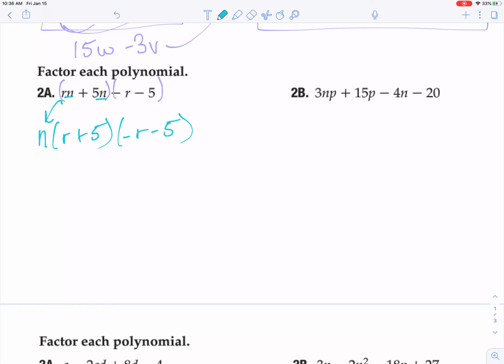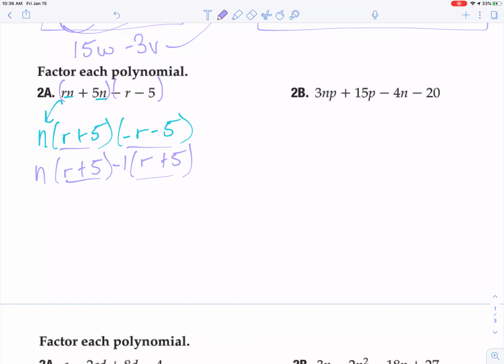This one is actually probably the more complicated example to start with, but that's okay. My goal is to try and get these 2 parentheses to look the exact same. And I'm really close, but they're not the exact same yet. So as I look at the second one, I'm wondering, what if I tried dividing out a -1? That would make it a positive R and a positive 5. Now, do you have both parentheses to be the exact same? And the answer is yes.